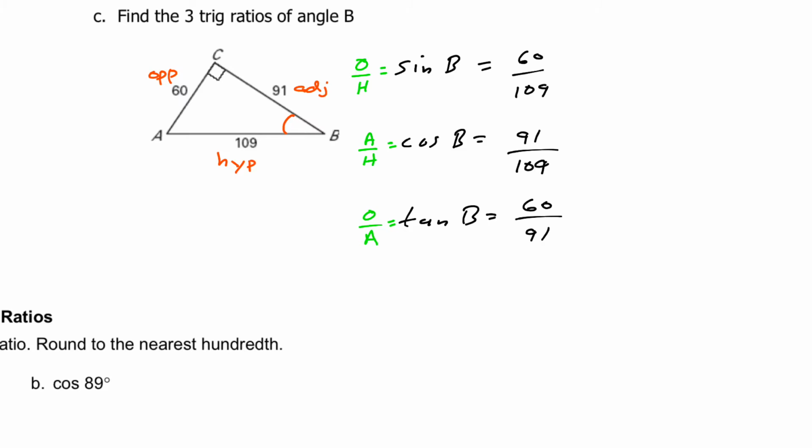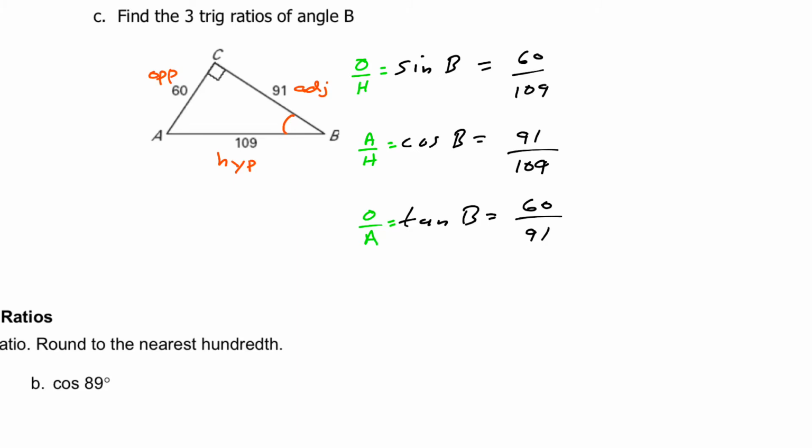So again, we have SOH-CAH-TOA. Now all we have to do to wrap this one up is convert these ratios into decimals again, and we want 4 digits after the decimal point.